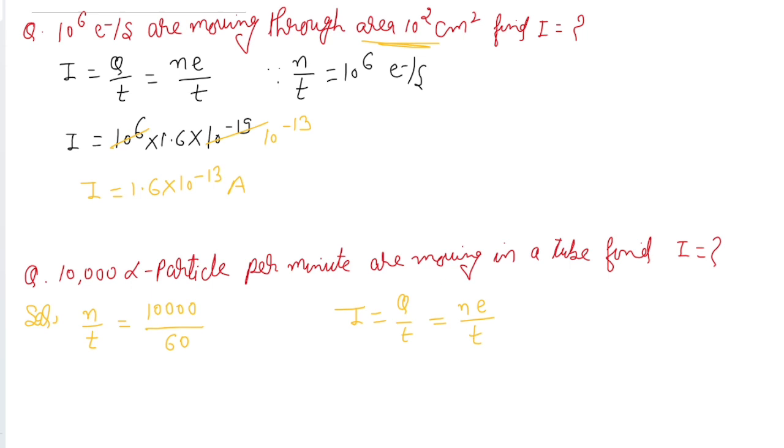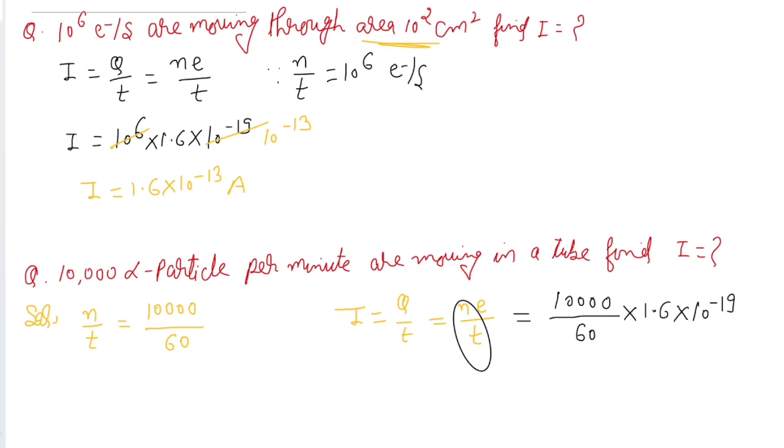And again, you are given the value of N by T. So this will be 10,000 by 60. This will be N by T into the charge of electron, and the charge of electron is 1.6 into 10 raised to the power minus 19. Okay, you can simplify this.